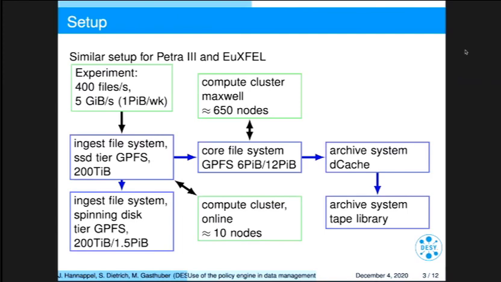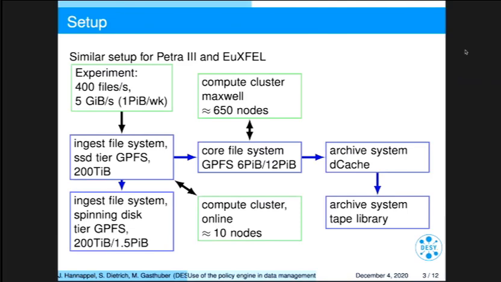This data goes to an ingest file system, which has an SSD tier in GPFS of typically about 200 terabytes in size, and a spinning disk tier, which adds some more capacity to this ingest file system, which has 200 terabytes in the Petra case and 1.5 petabytes in the XFEL case typically. At XFEL, we in fact have 3 such ingest file systems in different instances.